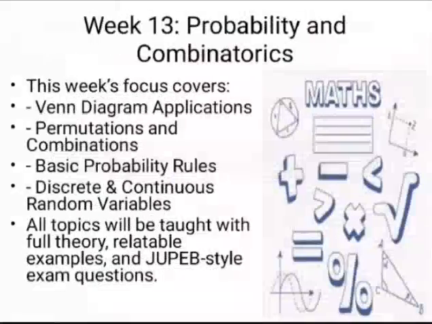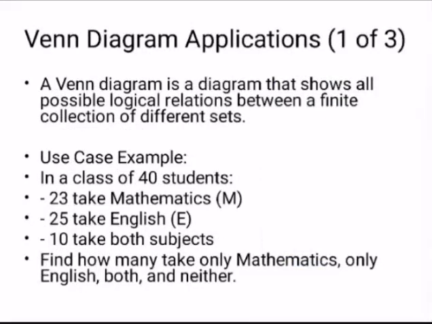So this is week 13, and our topic for week 13 is probability and combinatorics. Our focus is Venn diagram applications, permutation and combination, basic probability rules, and discrete and continuous random variables. Then the topics will be taught with full theory and examples, and we also solve JUPEB style exam questions.